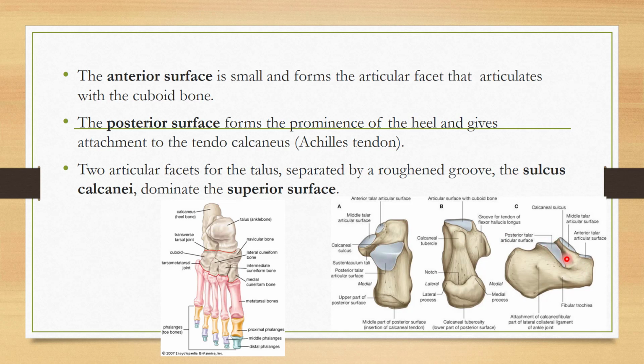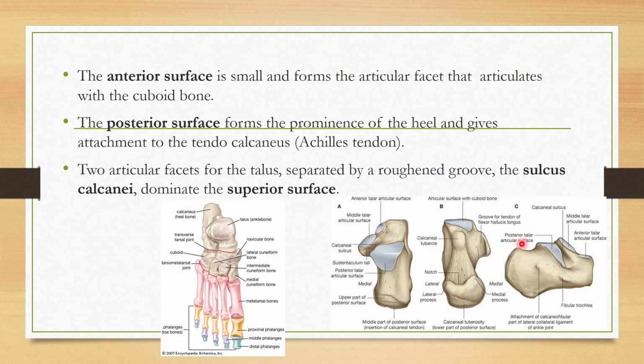You can see here a sulcus which is present in between the middle and the posterior articular talar facets. This sulcus is named as sulcus calcanei or calcaneal sulcus. Remember this thing, this is present on the superior surface in between the middle and the posterior talar articular facet.